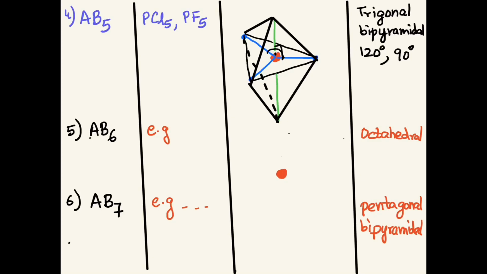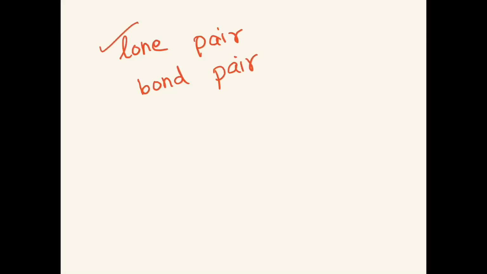VSEPR theory is still not over. We are yet to do molecules which have bond pair and lone pair of electrons. So we are yet to talk about lone pair repulsion and bond pair repulsion, that means a molecule in which the central atom has lone pair as well. So watch out for video number 2. Take a break. Don't jump to video number 2 right away. Take a breather, come back to it a little later. See you soon.